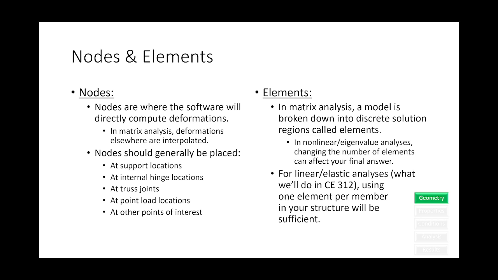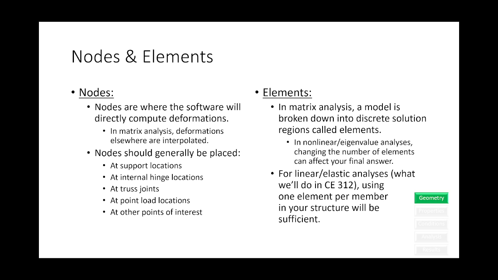In that world, a node is where the software will directly compute the deformations, okay? In matrix analysis, everywhere else the deformations are interpolated, okay? Whenever you're building a structure, this is where you should put nodes. You should put them at support locations, at internal hinge locations, at truss joints, wherever you're putting a point load, and at any other point of interest on the structure. If you have a point where you want to know the deflections, you should have a node there. If you look at figure 2 on your handout, which I'll show you in a second, I have 5 nodes. Those are the nodes that we need for this problem.